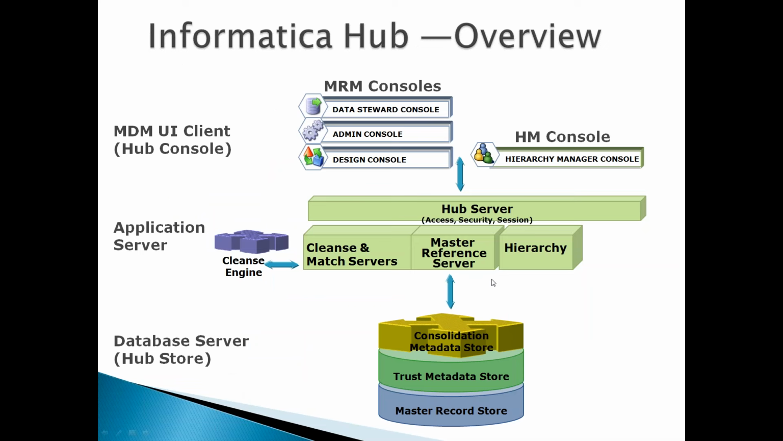Then this is the architecture of the MDM. It is like a 3-level architecture. On the top we have the UI client, which we also call the hub console in MDM, and it comprises many different consoles. We have the data steward console, which contains tools for the data stewards so that they can log into the MDM and do data manipulation activities like creating, updating, matching and merging of the records. Then we have the admin console, which is for the administrators who create the users and assign the roles and the accesses.